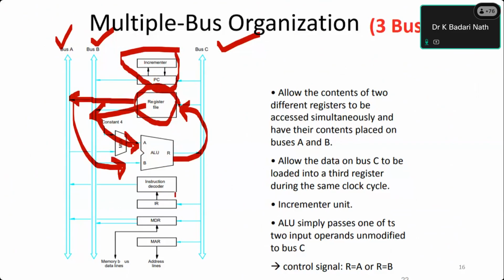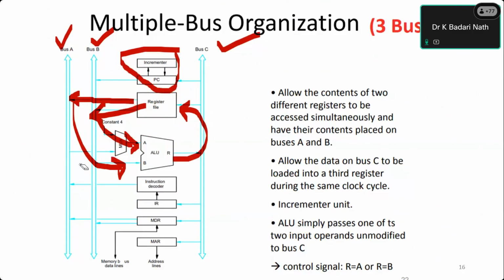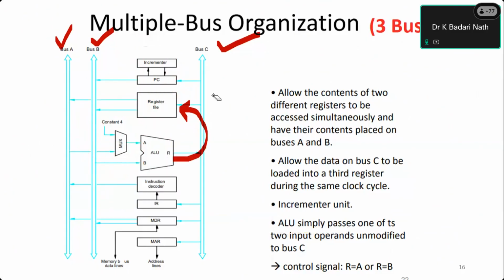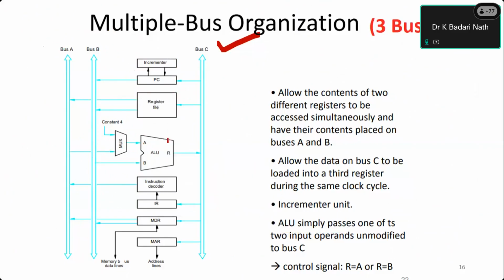Now I'll ask a simple question. Just think about the diagram and you can guess the answer. I want to pass the contents of one register to another register. How can we do it here? I want to pass the contents of the R1 register to another register called R2. Look at the screen and guess how we can do it. R1 is here, R2 is here.